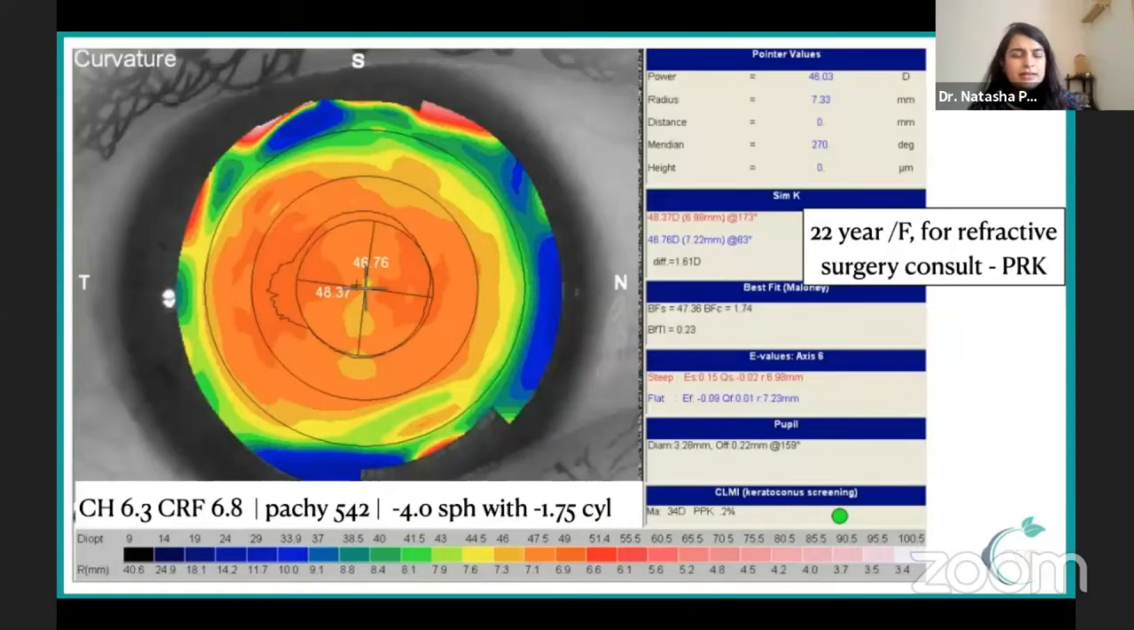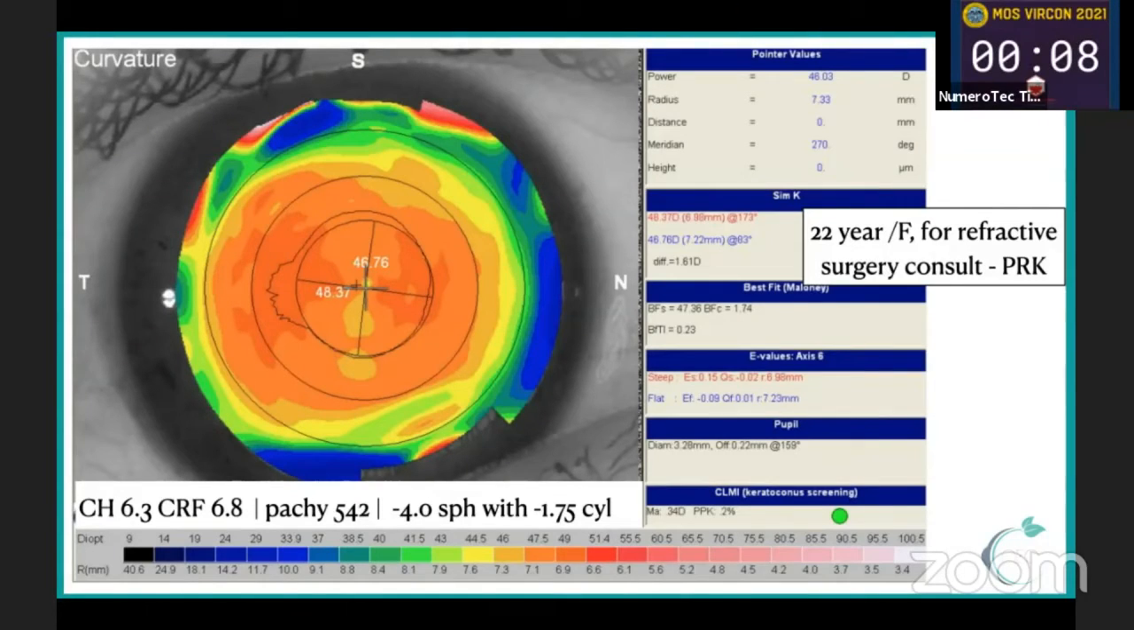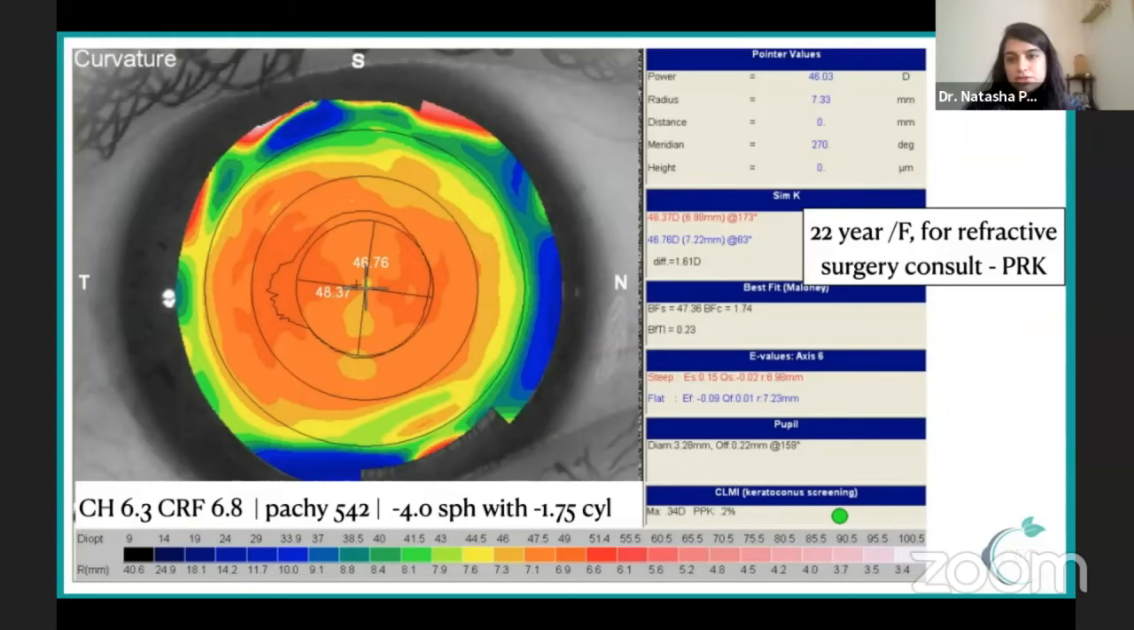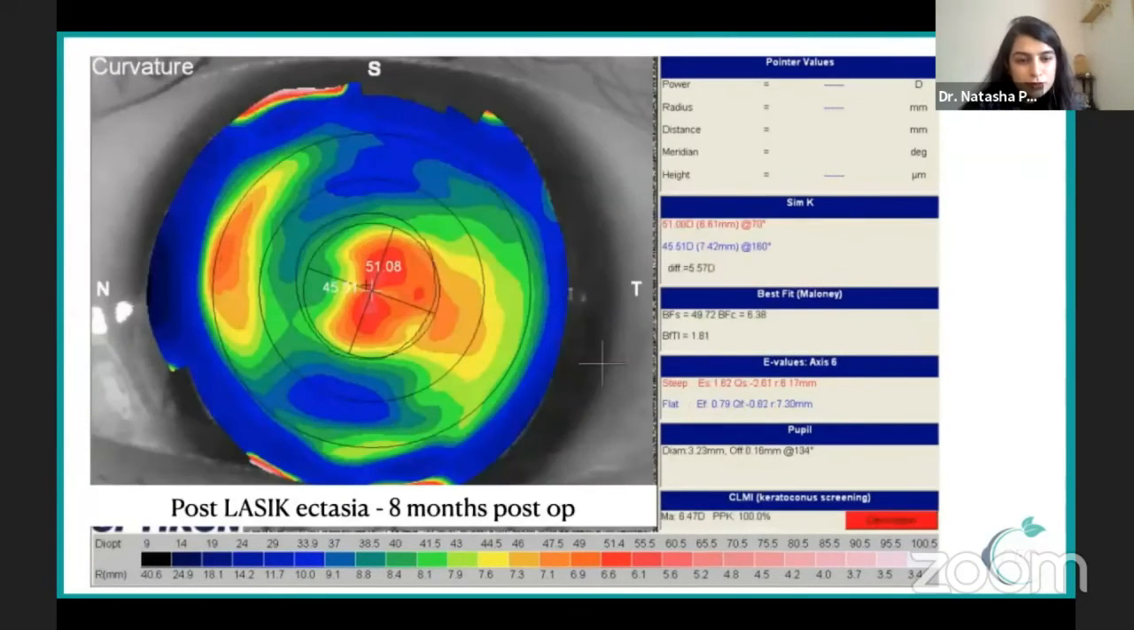Here is one very good example. This patient was seen long back by my father, and I just borrowed this case from him. This patient was a 22-year-old female who came for refractive surgery. She was refused by my father for refractive surgery simply because her corneal hysteresis was 6.8. For refractive surgery, you would want a corneal hysteresis above 8.5. Because of this, she was refused, but she went ahead and got surgery done elsewhere. She underwent PRK for a small refractive error, but she came back with ectasia, at least 8 months post-operatively, when she visited us.